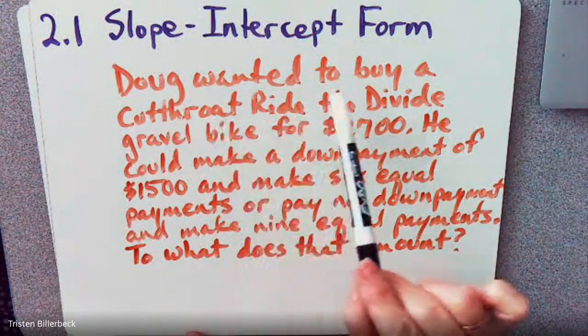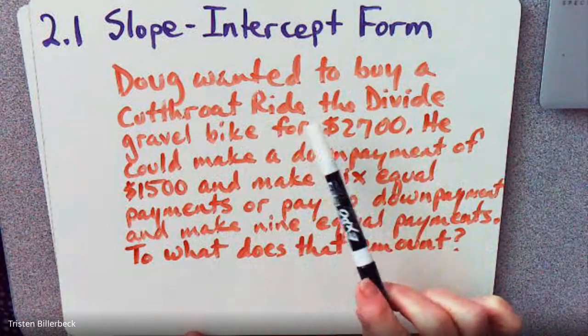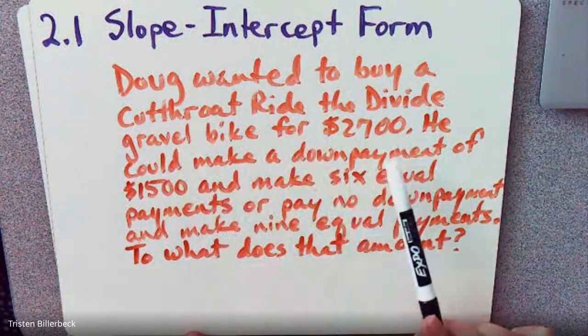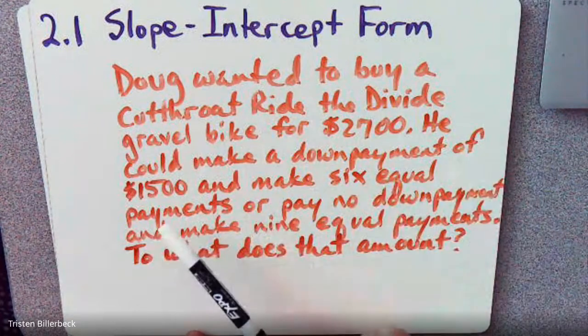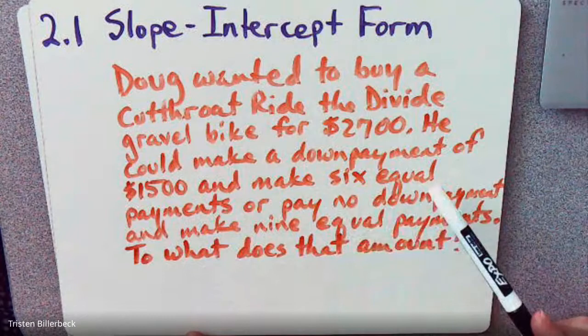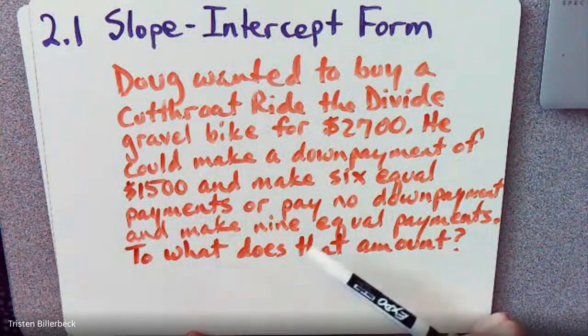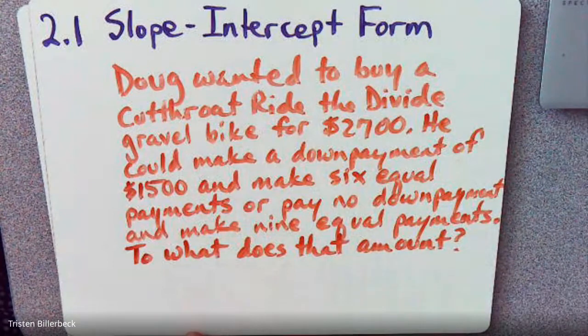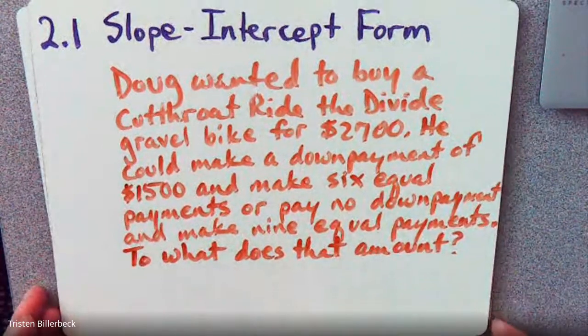So we have Doug, who wanted to buy a Cutthroat Ride the Divide gravel bike for $2,700. He could make a down payment of $1,500 and make 6 equal payments, or pay no down payment and make 9 equal payments. What does that amount to? So let's take a look at what this would look like.